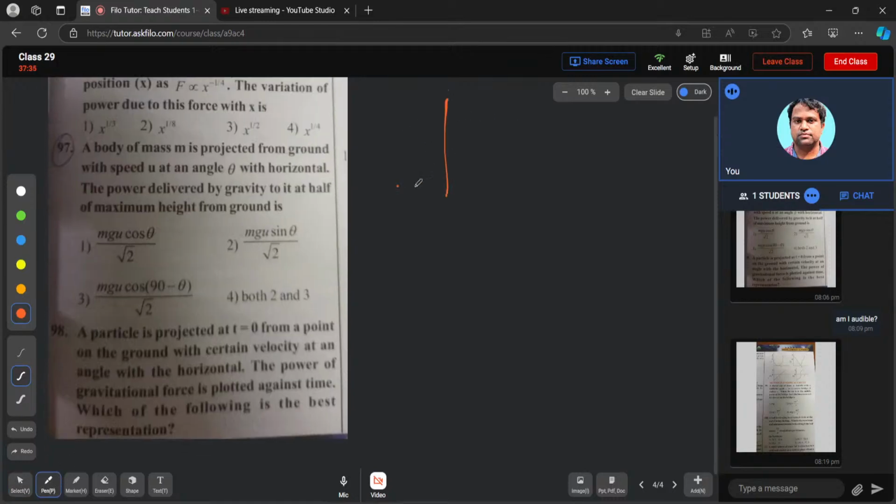So this is the projectile which is thrown at an angle theta with the horizontal. This is the maximum height. So at half of the maximum height, the object will be somewhere here. So at this position, what is the power delivered? This is the question, right?